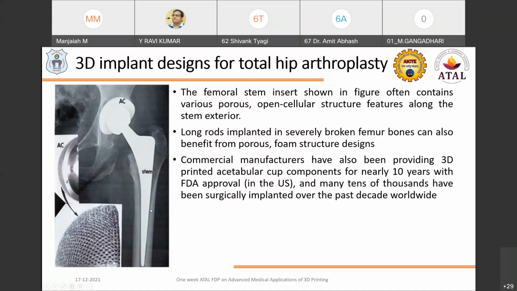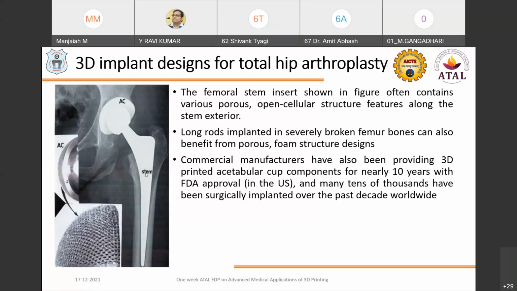Because bone growth or cell growth is very much required in these kinds of implants, which are inserted into particular patients. These long rods are implemented in several broken femoral bones and can also benefit from the porous and foam structure designs.